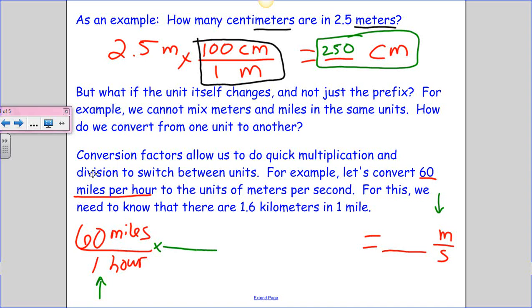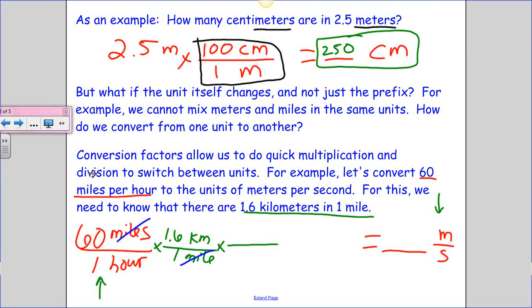And the very first thing we can get rid of is miles. We want to go from miles to meters. But we don't know how many meters are in 1 mile. However, we do know that there are 1.6 kilometers in 1 mile. So what we do is we put 1 mile on the bottom, because that's the unit we want to cancel, and we put 1.6 kilometers on the top. So miles cancel. We're left with kilometers. But kilometers is not the unit we want. Meters is. So we need one more conversion to get to meters.